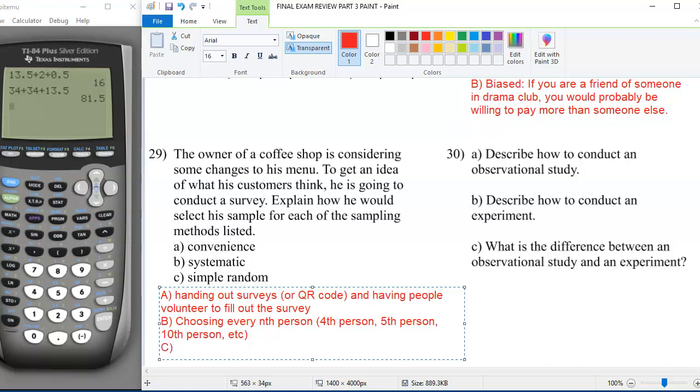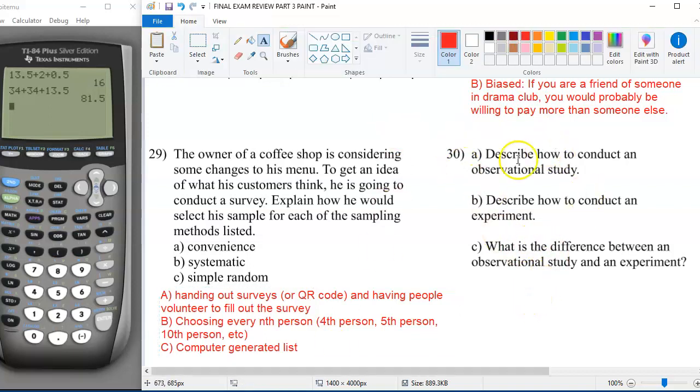And simple random is usually, I would say, like a computer-generated kind of thing, where you have a list of people who signed up for your club, and you're generating a list of those people, and you are selecting the 10th person off of that. Something like that. I mean, these answers, again, there is no perfect answer. If you wrote something a little bit different from me, I definitely would not want you to rewrite it if you feel good about it.